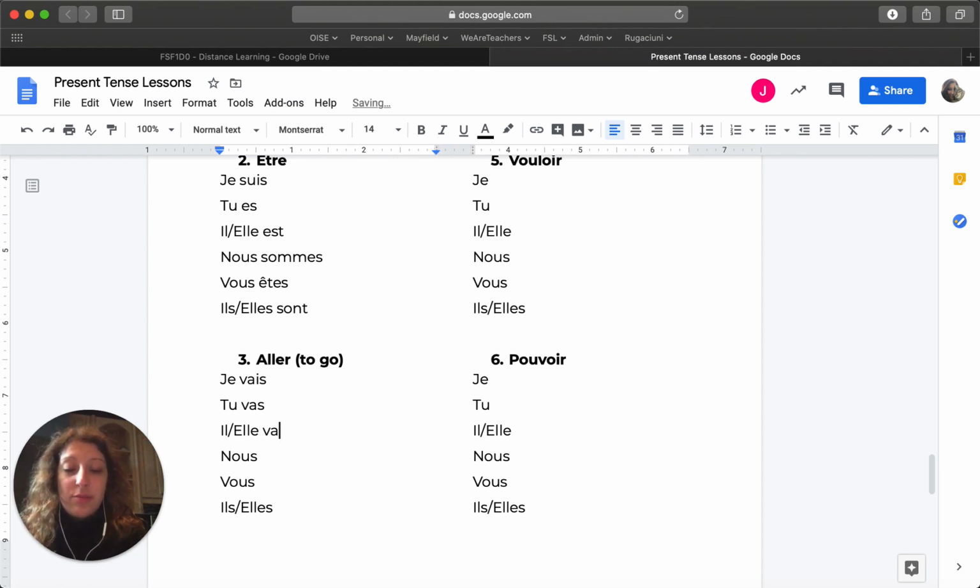This will also be super helpful when we're talking about futur proche. In our next grammar section, I will be needing to use aller a lot for futur proche, and then we'll switch it around a little bit for futur simple, which will be our main focus.